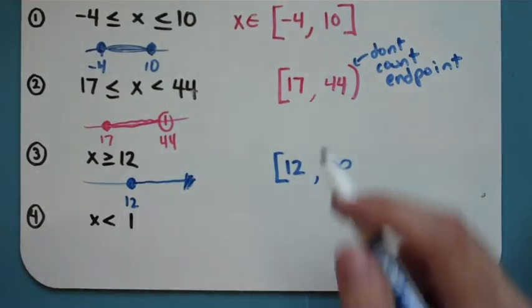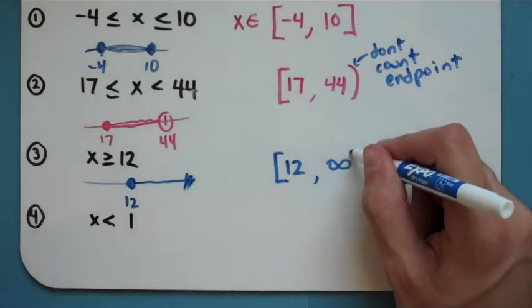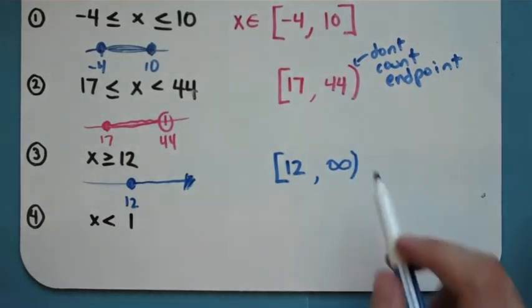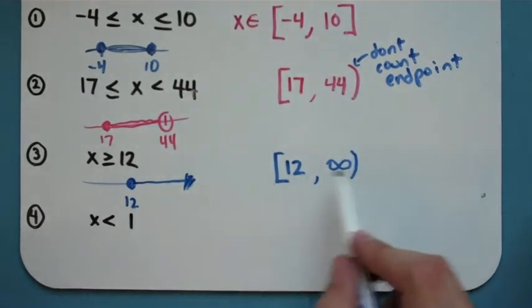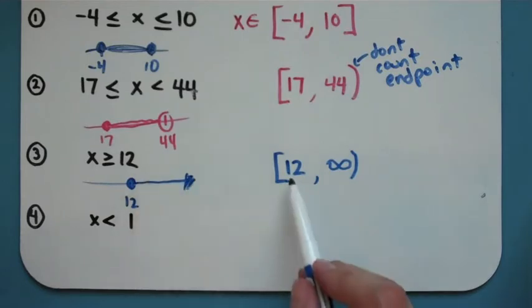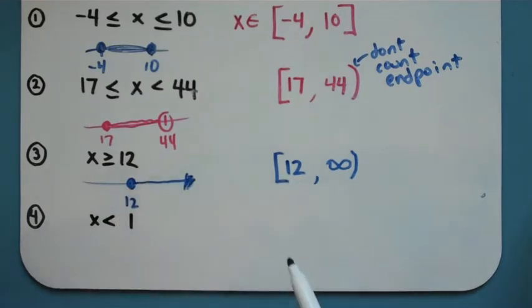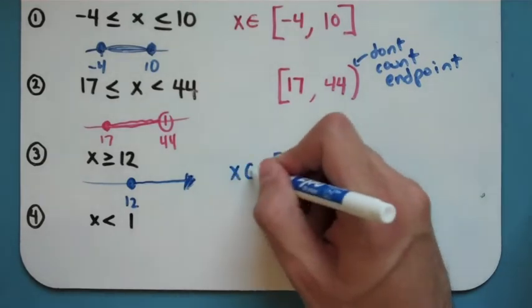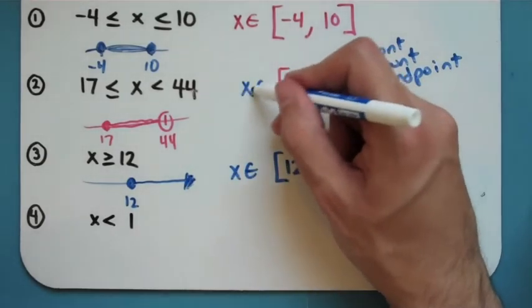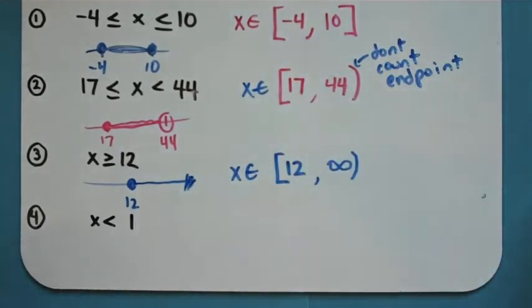And we can't actually equal infinity. That's never going to happen. So you will always have a parenthesis when you use infinity right here. So this would be how you express that interval right there. It starts at 12, goes all the way to infinity. And on these last two here, I forgot my x is an element of, just to be official with it.